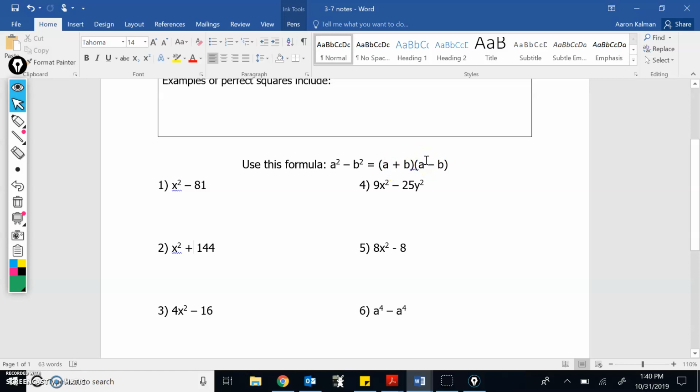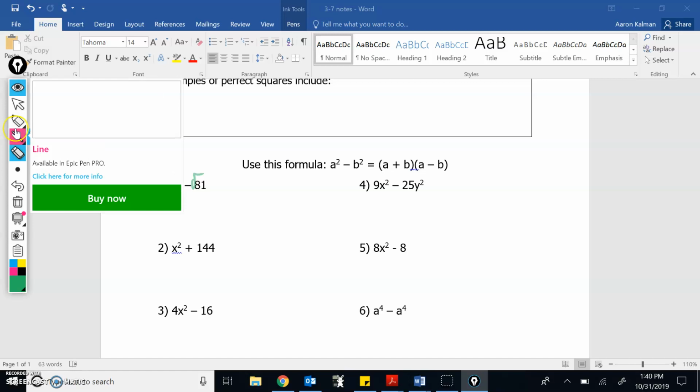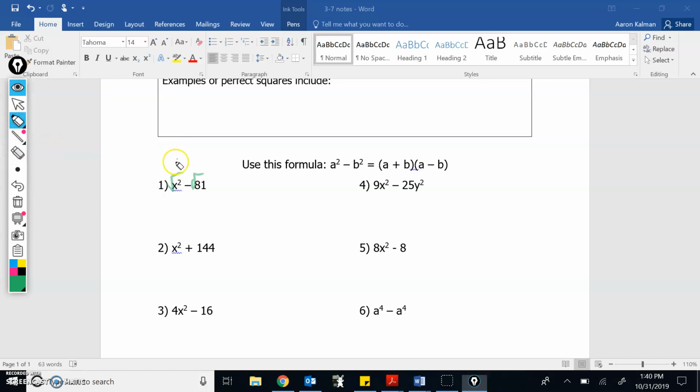Let's do some examples. Number one is a binomial, x squared minus 81, and they're both perfect squares. That's perfect. Great job. So now we can do our formula. The way we start is we do the square root of each. The square root of x squared is x. I'm sorry, I was thinking the other way around. And the square root of 81 is 9.